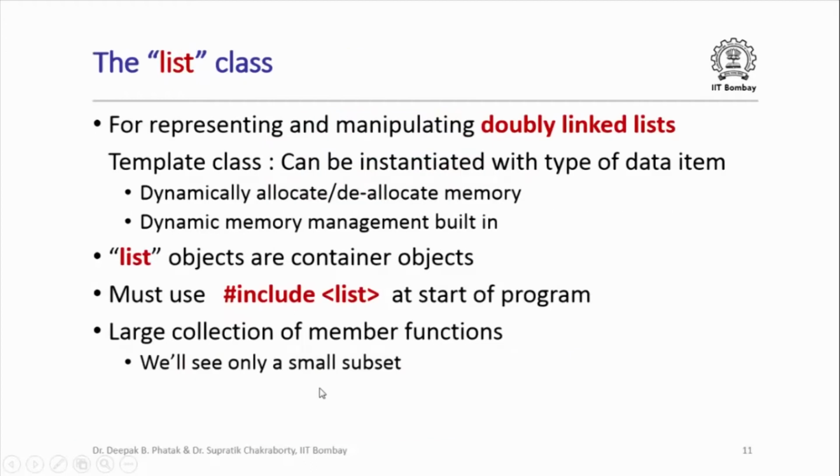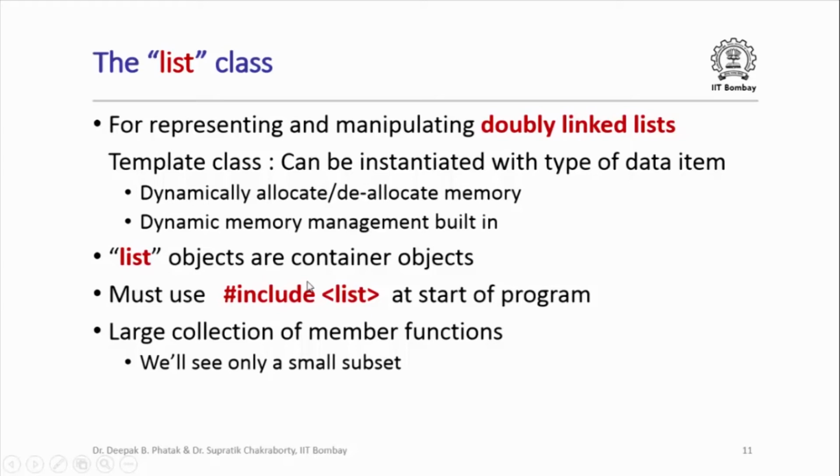Now, the list class is actually used for representing and manipulating doubly linked lists. This is a template class, so it can be instantiated with the type of the data item that is going to be stored in the list. And of course, as the list grows or shrinks, memory is dynamically allocated or deallocated. However, dynamic memory management is built inside the list class. So as a user of this class, you will not need to worry about how memory is being allocated or deallocated.